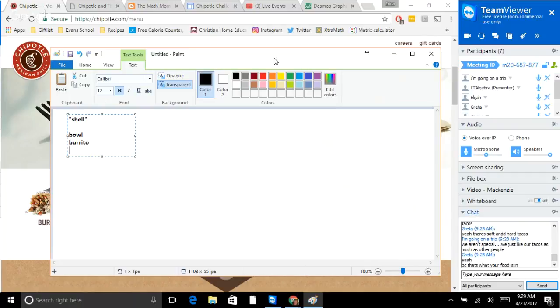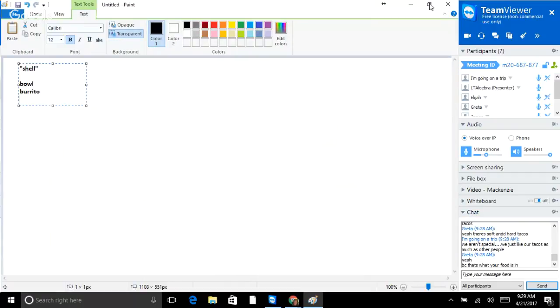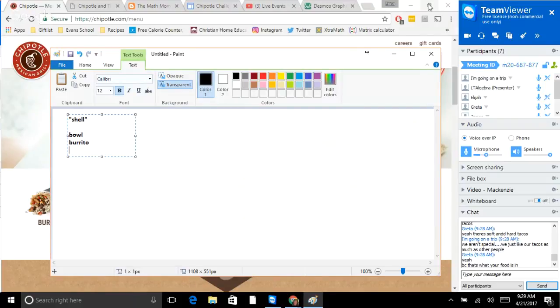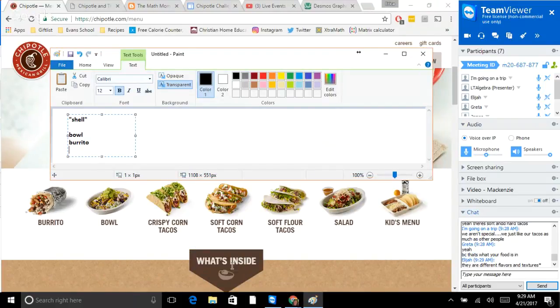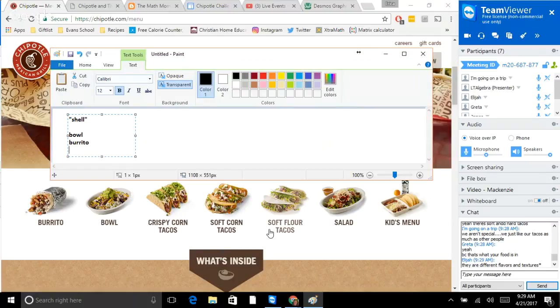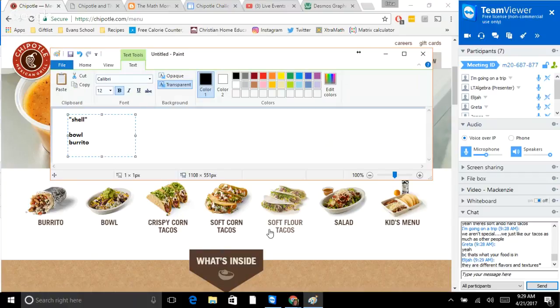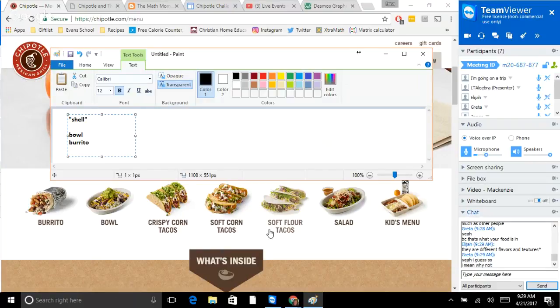And I didn't even know this. This is newish, so you know. Apparently, they have crispy corn tacos, they have soft corn tacos, and they have soft flour tacos. Do we want to count all three of those? Because I didn't even know they had all three of those. Sure, why not?